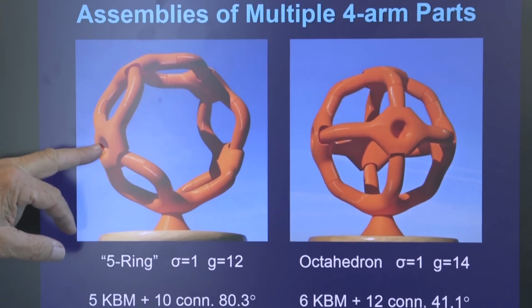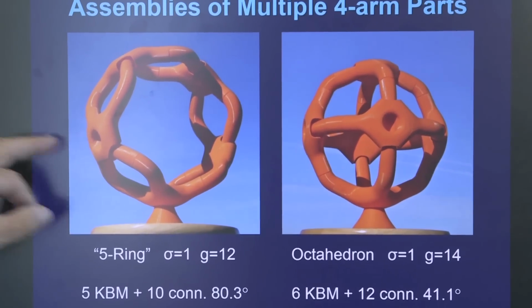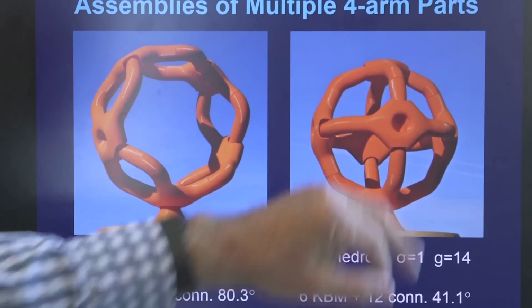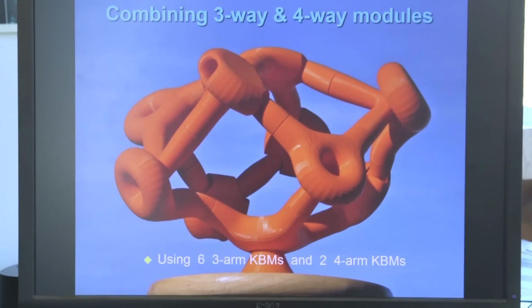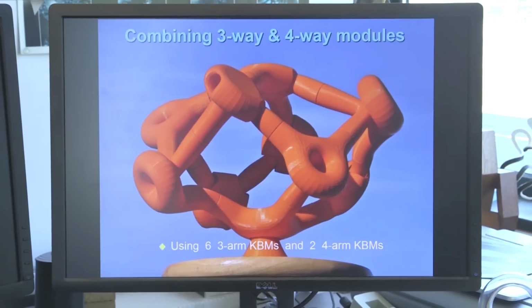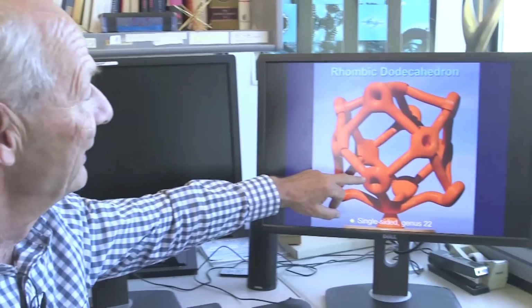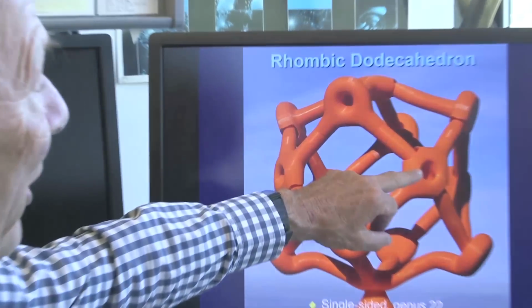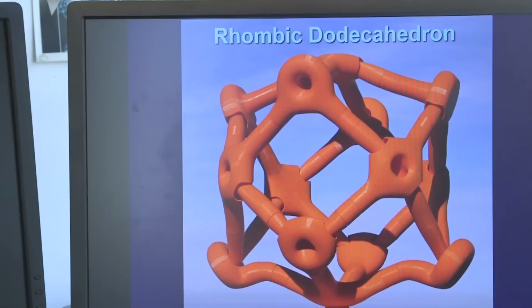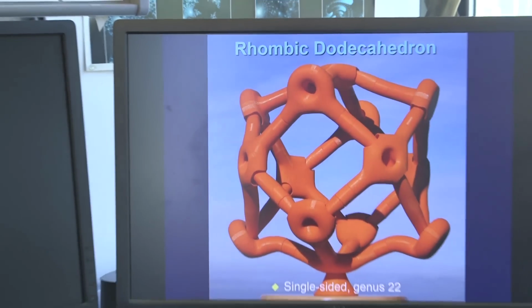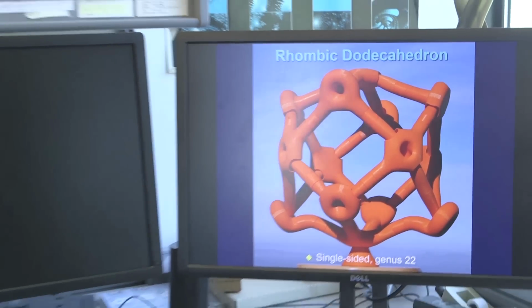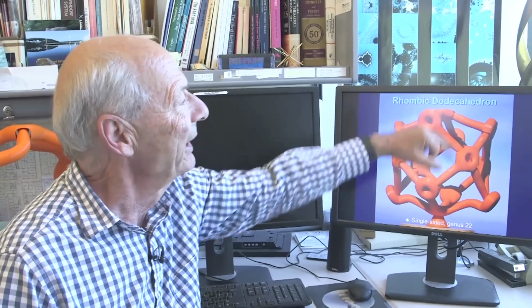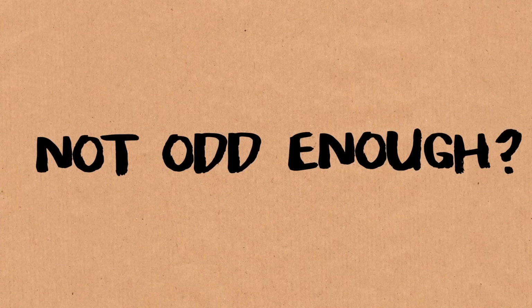This is one that uses 5 of those parts, and here's another one that uses 6 of those parts. But of course, we can also combine the 3-arm modules and the 4-arm modules. If I combine 8 of my 3-way parts with 6 of my 4-way parts, I get this, what I would almost call a super-duper bottle. And this one now is of genus 22, and it is based on the frame of a rhombic dodecahedron.